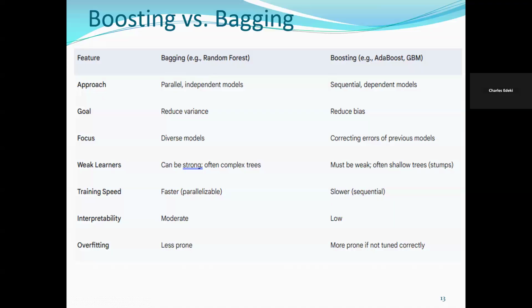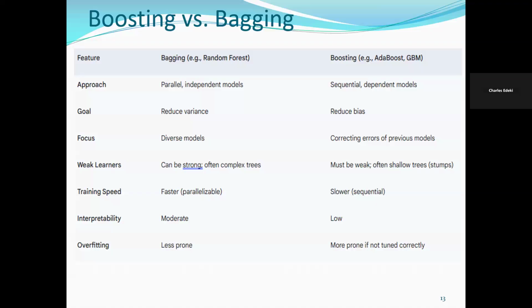Then the goal. The goal of bagging is to reduce variance. The goal of boosting is to reduce bias. Then the focus: diverse models for bagging, as we mentioned, and for boosting, correcting the errors of the previous model. Weak learners: bagging can use strong learners, often complex trees, while boosting must use weak learners, often shallow trees. Training speed: bagging is faster because it's parallelizable; boosting is slower because it runs one after the other.